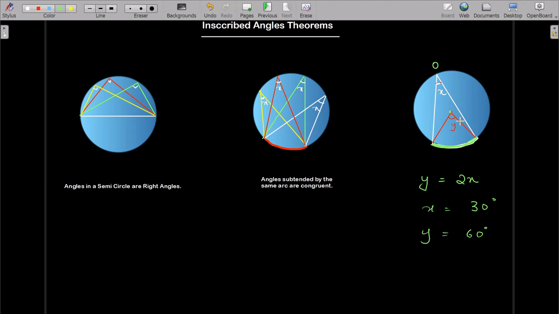So if the angle at the boundary is 30 degrees, then the central angle will be 60 degrees. It will be twice that angle. Okay, and we will do one more concept.